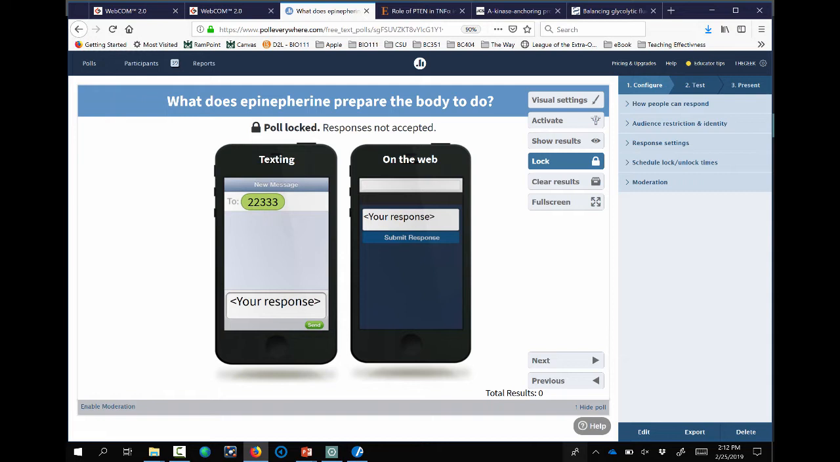Generally speaking. I'm going to give you 2 minutes. Discuss that with your neighbor. Oh no, 1:45. Discuss that with your neighbor and submit an answer. What do you think? Epinephrine, what does it do? Okay, on your marks, get set, go.